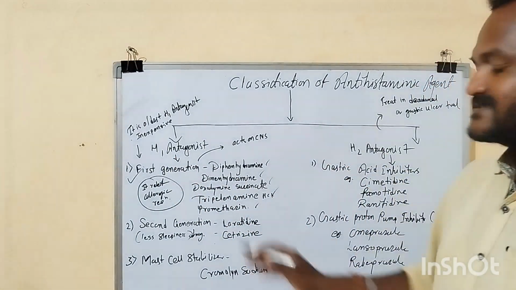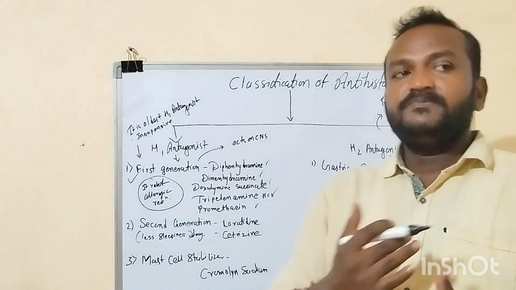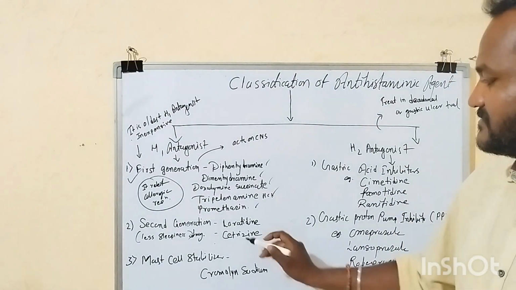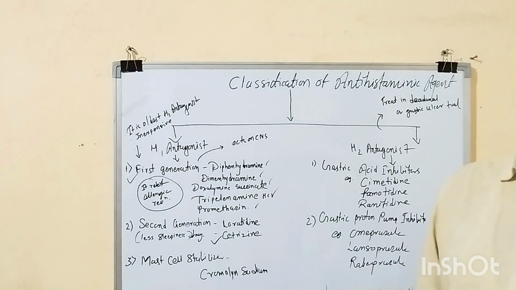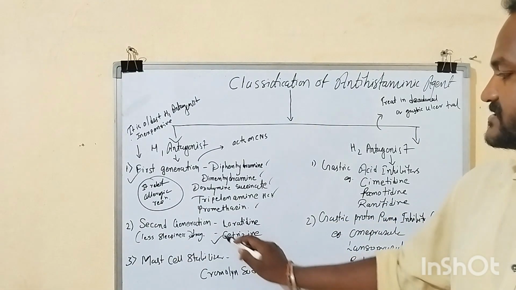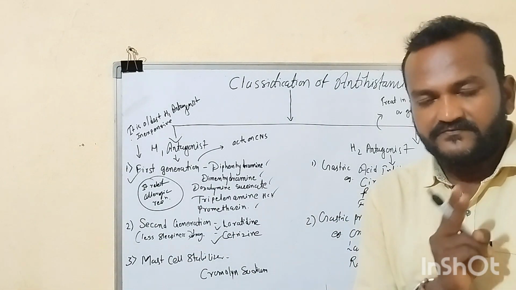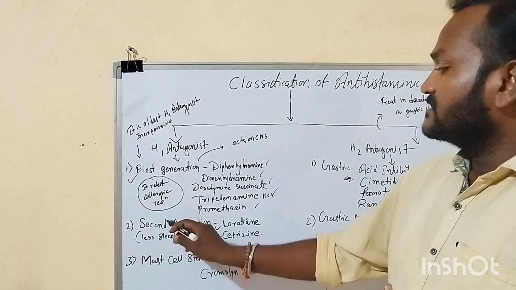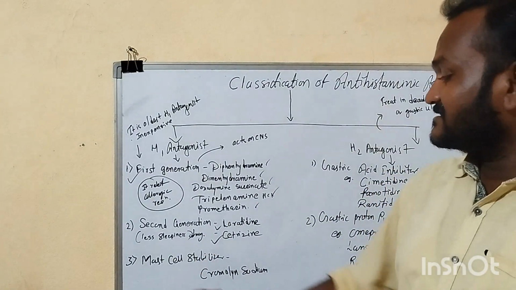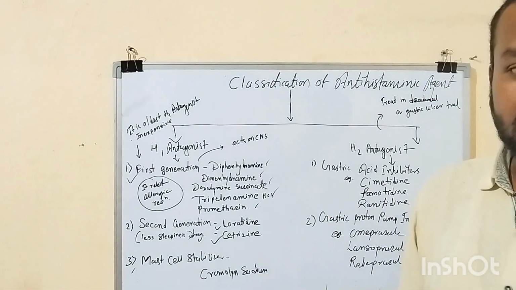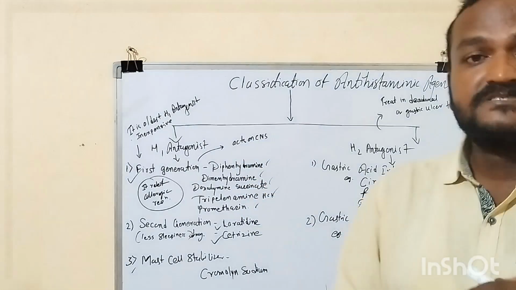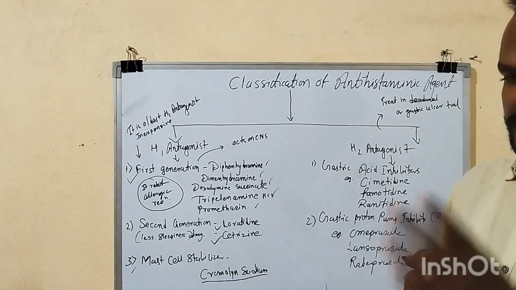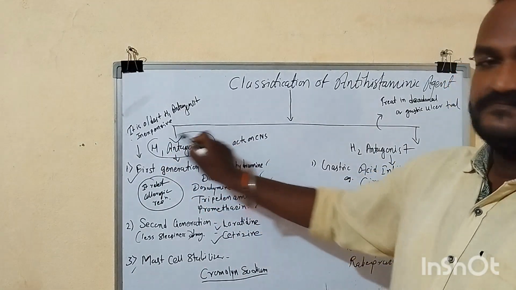Next is the second generation. It is a less sleepiness category of drug. Cetirizine is a common example for the second generation drugs, along with loratadine. These are the two examples in the second generation. Last is the mast cell stabilizer. It is also one type of H1 antagonist category. An example is cromolyn sodium.